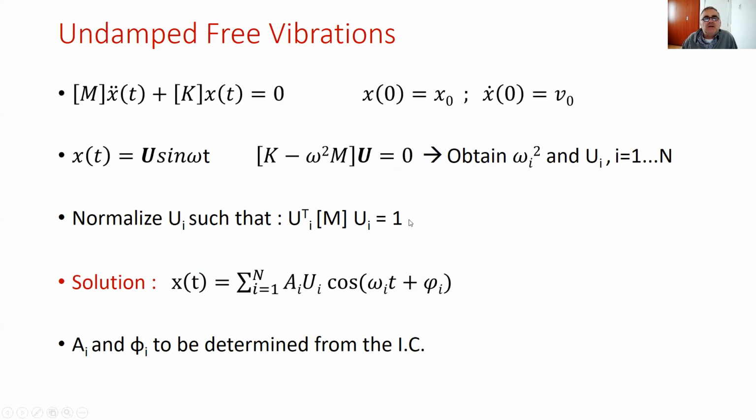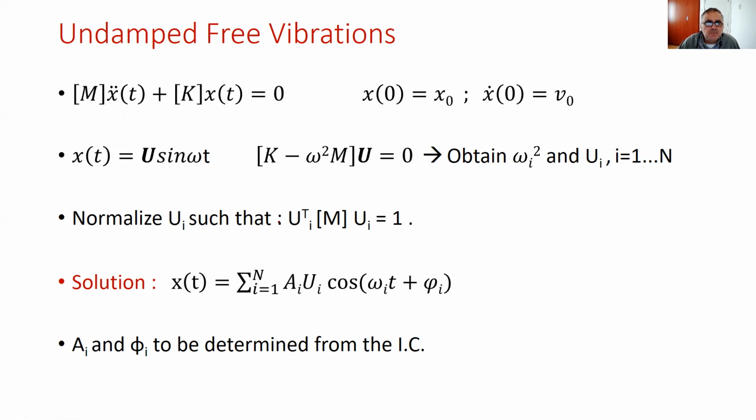We will first look at the undamped vibrations and free vibrations. That is, we have no forcing on the system. We have a mass spring system in the multi-degree of freedom context. We have initial conditions such as x of 0 equals x0, x dot of 0 equals v0. We assume a harmonic solution, and that leads to a generalized eigenvalue problem. We obtain the natural frequencies squared, the eigenvalues, and the mode shapes, the eigenvectors.